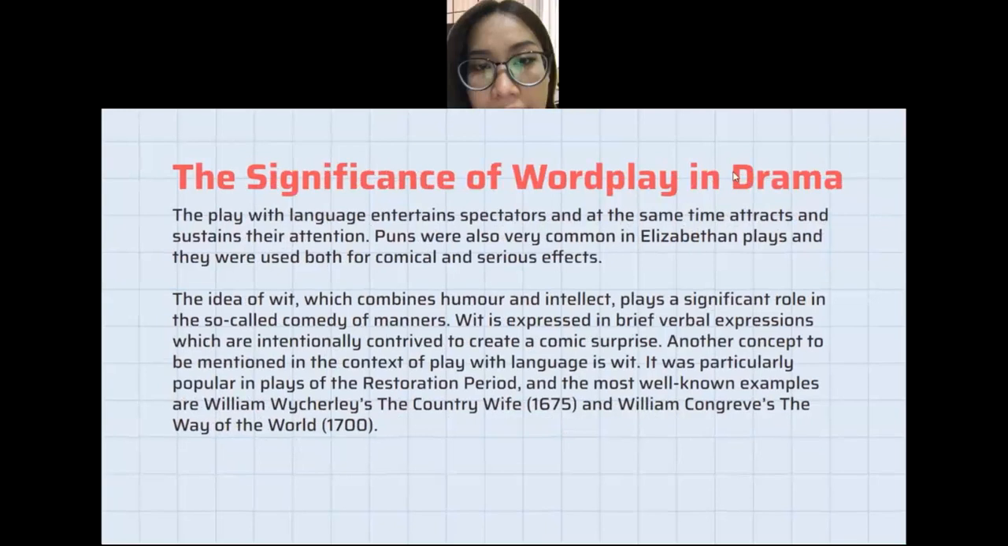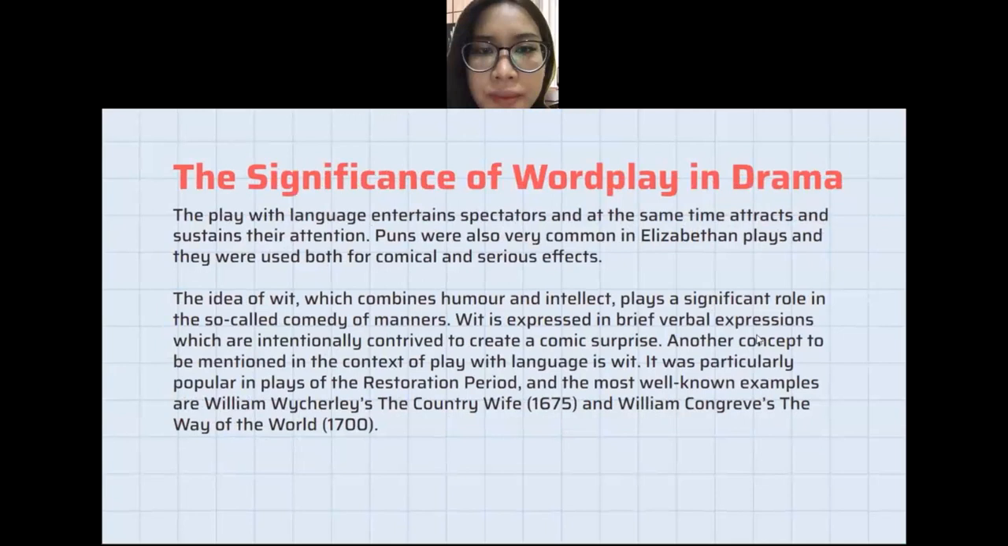The significance of wordplay in drama. The play with language entertains spectators and at the same time attracts and sustains their attention. Puns were also very common in Elizabethan plays and they were used both for comical and serious effects. The idea of wit, which combines humor and intellect, plays a significant role in the so-called comedy of manners. Wit is expressed in brief verbal expression which is intentionally contrived to create a comic surprise.